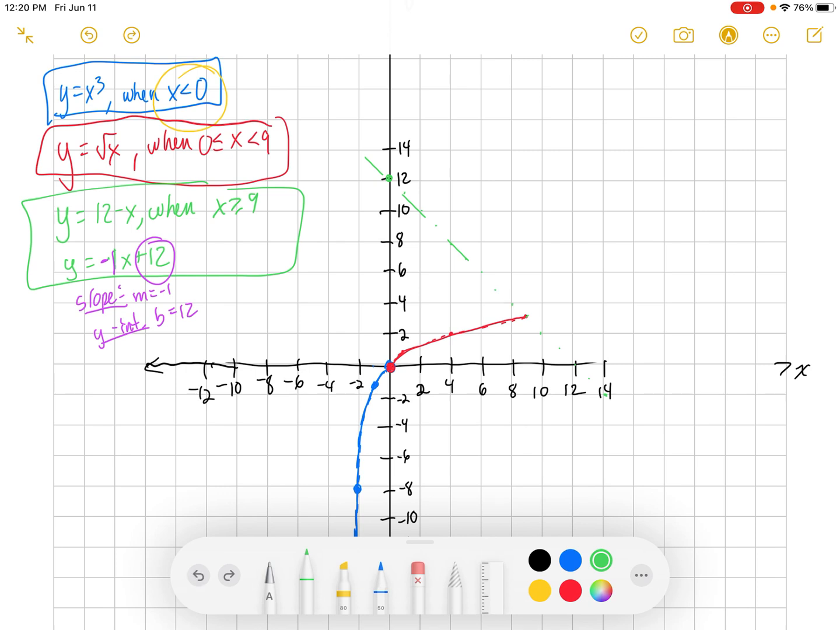Okay? And the question is, where do I keep this green line? Well, it says when x is greater than or equal to 9. So I'm going to find 9. Where's 9? It's right here, halfway between 8 and 10. I'm going to go find where the green graph is. It will be right here. I'm going to shade to the right of 9. That means everywhere to the left of 9 I have to get rid of. Everything in green, that is.